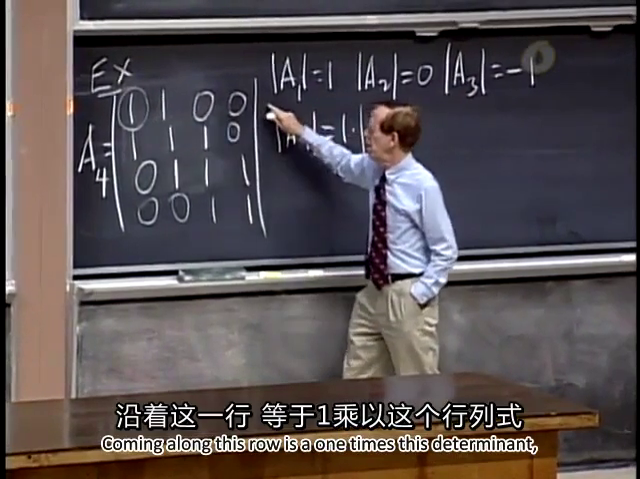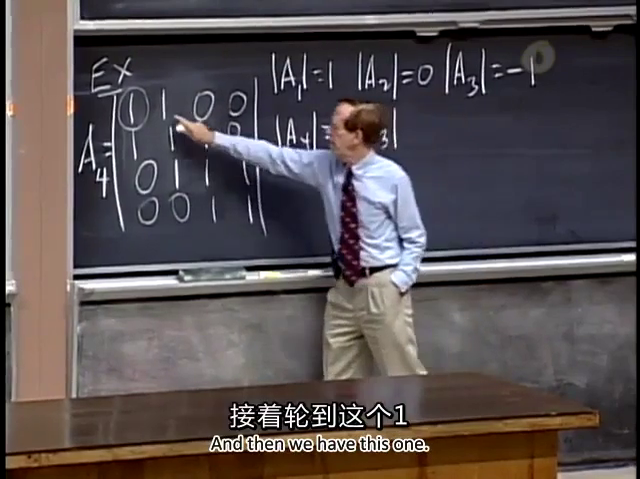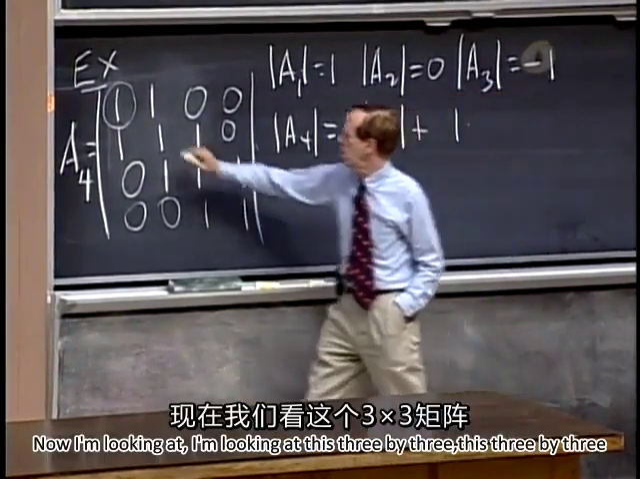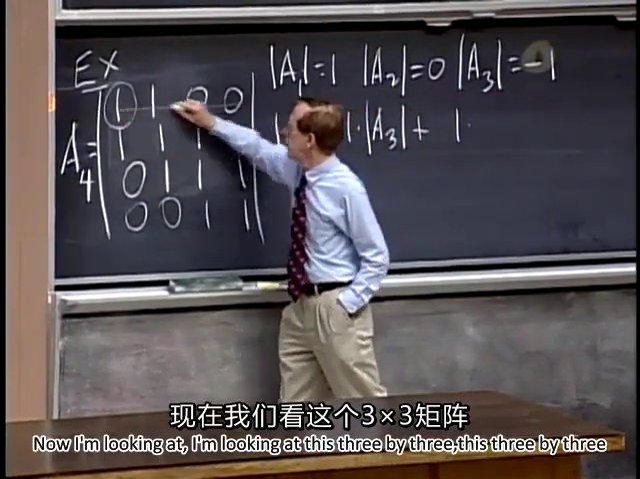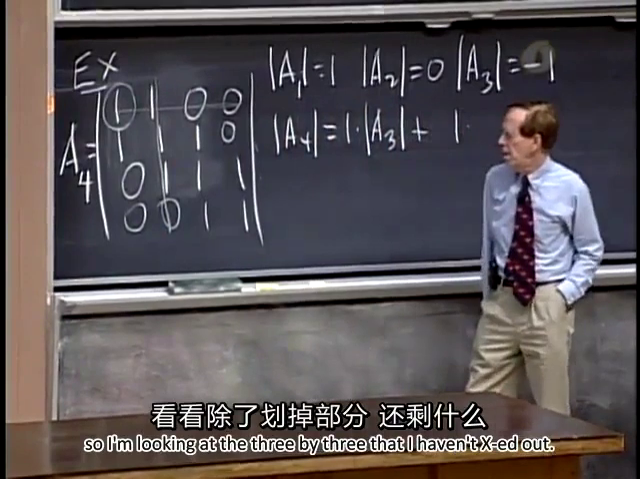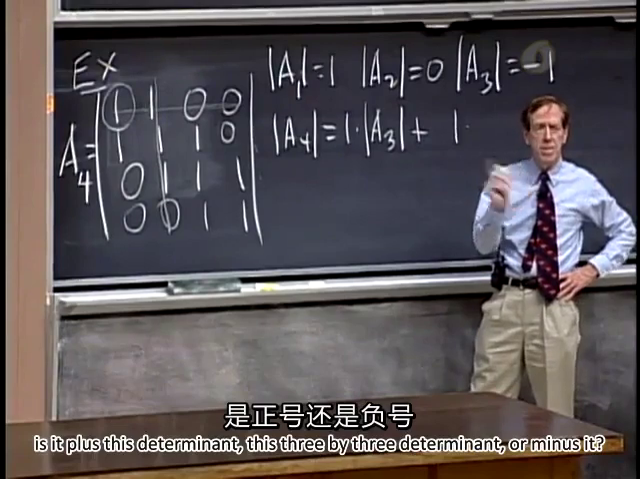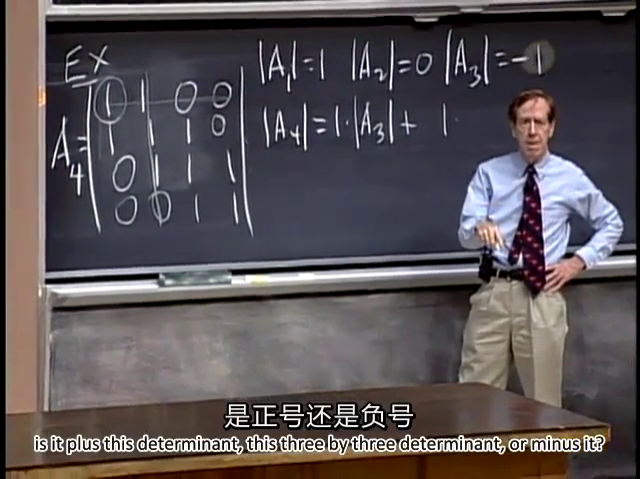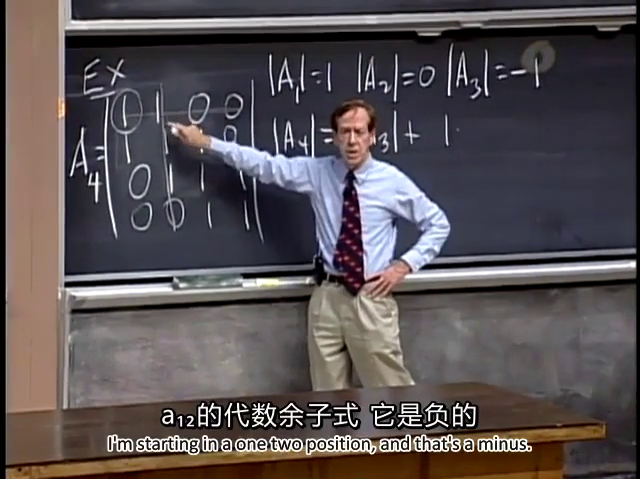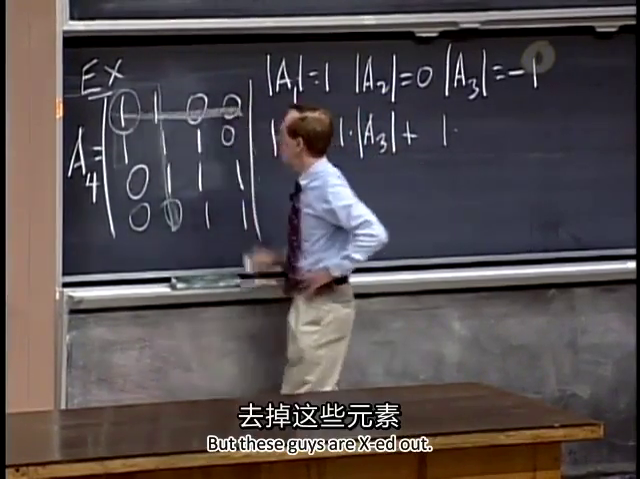Coming along this row is a 1 times this determinant, and it goes with a plus, right? And then we have this 1. And what is its cofactor? Now I'm looking at the 3 by 3 that I haven't x'd out. Is it plus this determinant, or minus it? It's minus it, right? Because I'm starting in a 1, 2 position, and that's a minus. So I want minus this determinant, but these guys are x'd out.